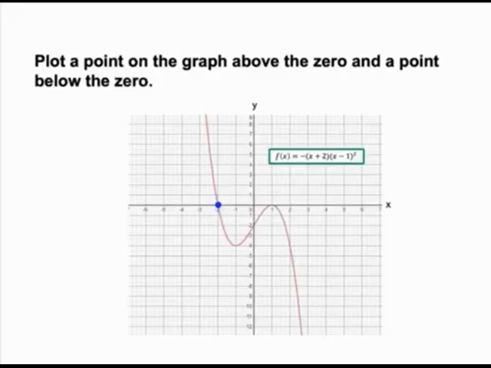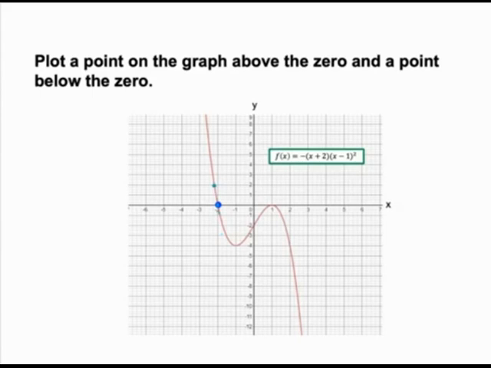Let's look now at a graphical example of the intermediate value theorem. Here we have the function f of x equals negative x plus 2 times x minus 1 squared. We are asked to plot a point on the graph above the zero and a point below the zero. And notice our zero right here in bright blue. So let's first pick a point above the zero.